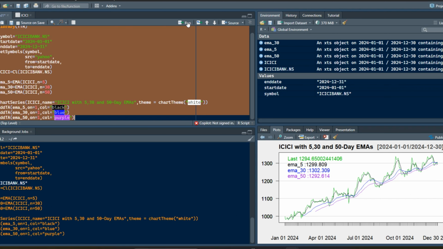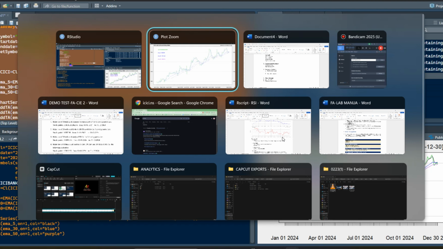I will read on the blue. Okay, now I think this may be visible.